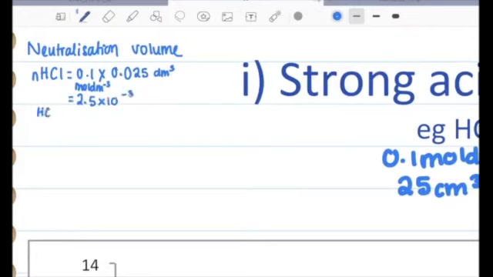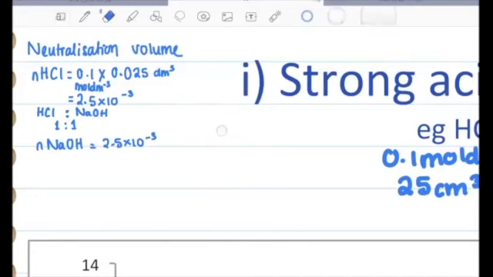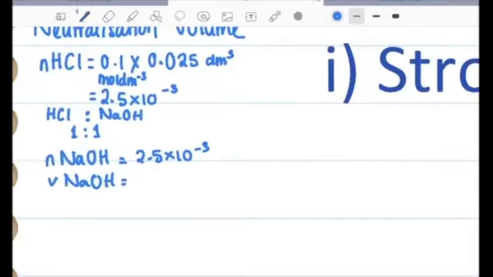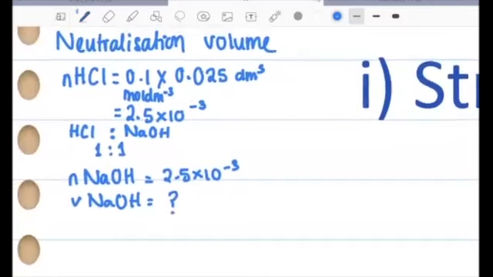You also need to know that your acid and base react in a 1-to-1 ratio. So that means the number of moles of your sodium hydroxide is the same. Now the question is, you want to find the volume of sodium hydroxide needed for this neutralization to take place. Okay, so to find volume, you would need number of moles over concentration.